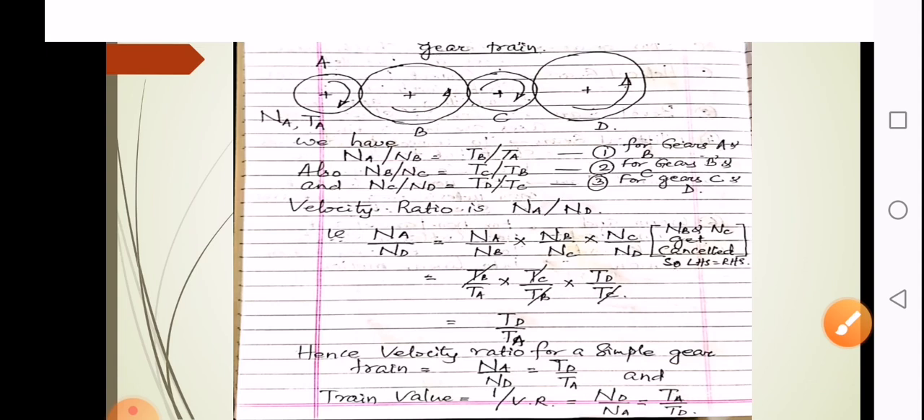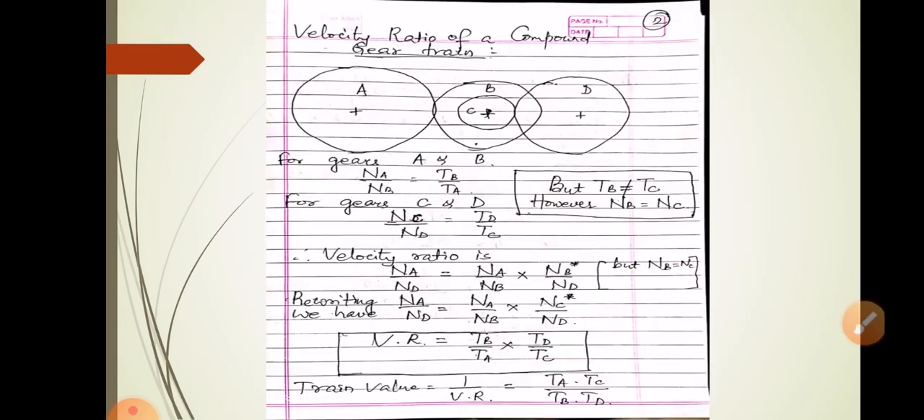Now on similar lines, suppose I have a compound gear train. In a compound gear train, as we have seen previously, A is meshing with B, B and C are mounted on the same shaft, and C is meshing with D, but B is not meshing with D. So for gears A and B, I will write Na upon Nb is equal to Tb upon Ta. Similarly for gears C and D, Nc upon Nd is equal to Td upon Tc. Now what is the velocity ratio?